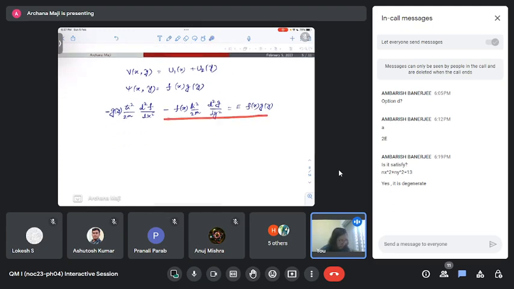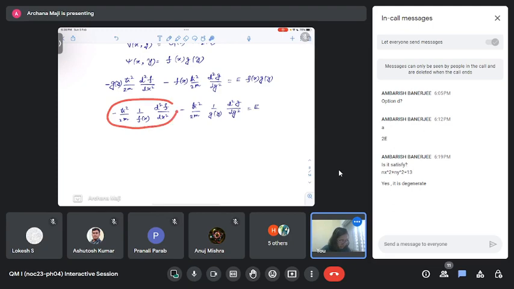Now we can divide the entire equation by the wave function f of x times g of y. That gives us 1 over g of y d2g dy2 is equal to E. Now we should keep all the x dependent terms to the left and the y dependent terms to the right, so that we can equate it to some constant.